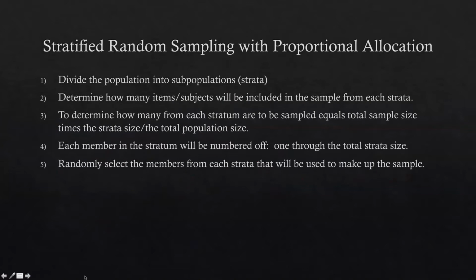All right, stratified random sampling. Divide the population into subpopulations. Now these subpopulations we're going to call strata. Determine how many items or subjects should be included in each sample from each strata. To determine how many of each stratum are to be sampled equals total sample size times the strata size divided by the total population size.